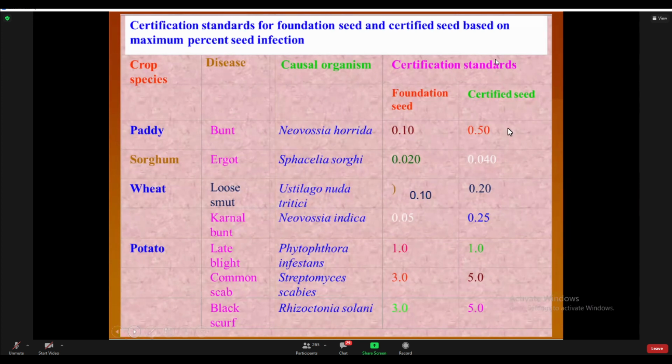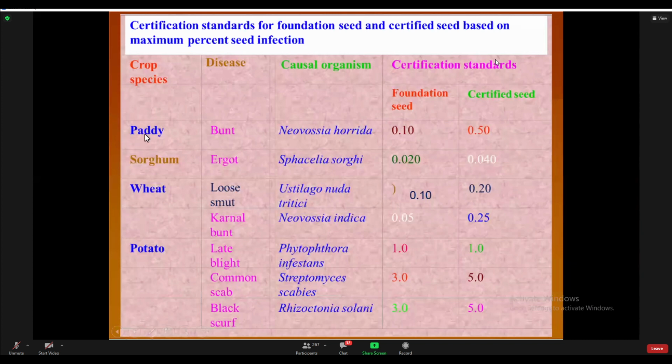The offspring of foundation seed is registered seed, and the offspring of registered seed during the multiplication process we call certified seed. And we have to set standards for different seeds: for foundation seed, for breeder seed, for registered seed, for certified seed. So this is the ultimate seed.